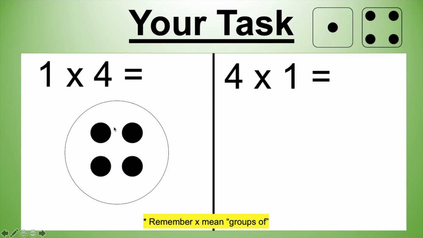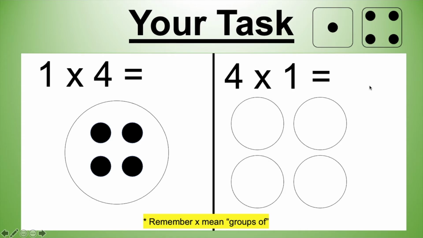Easy. Now we come on this side. 4 groups of 1. Got to do my 4 groups. 1, 2, 3, 4. And then in each of my groups, I need to only put 1. 1, 1, 1, 1. Awesome.